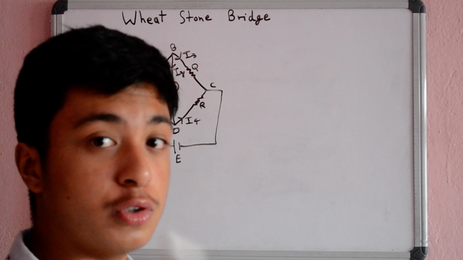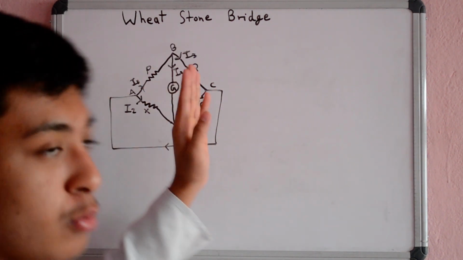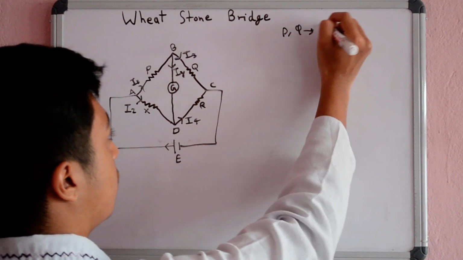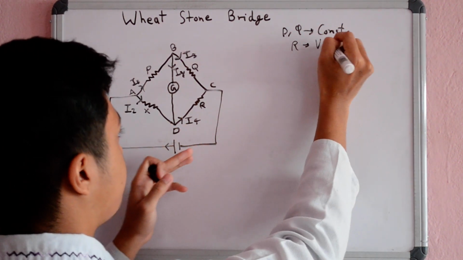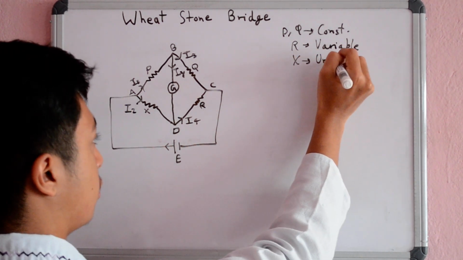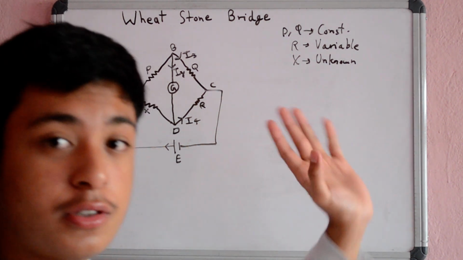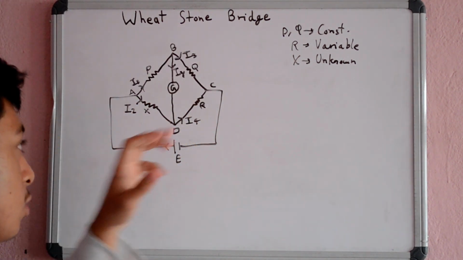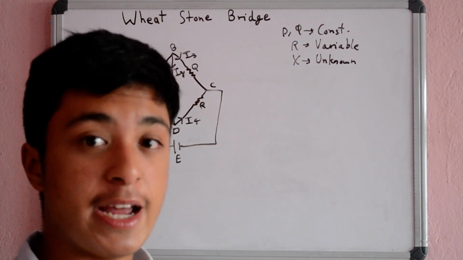Now before I move on to the principle of the Wheatstone Bridge, I have to tell you the resistances P, Q, X, R. Here P and Q are constant resistances and R is the variable, and X is the unknown which we are going to find. Now here we can adjust the value of R using a rheostat or resistance box. So there are two conditions for this Wheatstone bridge: unbalanced and balanced.